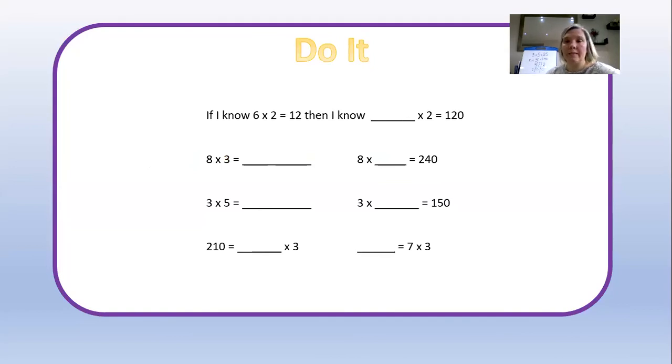Okay, so here is your do it. It is giving you exactly the same that we have done on here. Okay, if I know, then I know. Okay, so that is your do it for today. The answers are on the web page for you. Here at the bottom, it's written slightly differently, but remember that equal sign just means that the two sides of the calculation are balanced. That's all it means. So that is your do it for today.